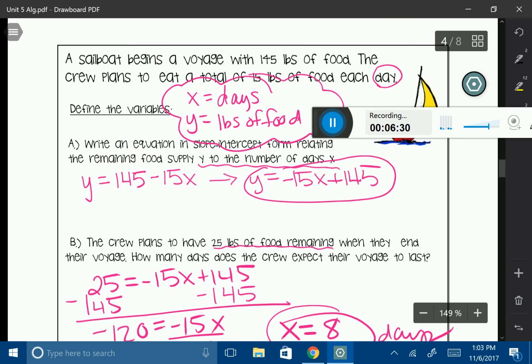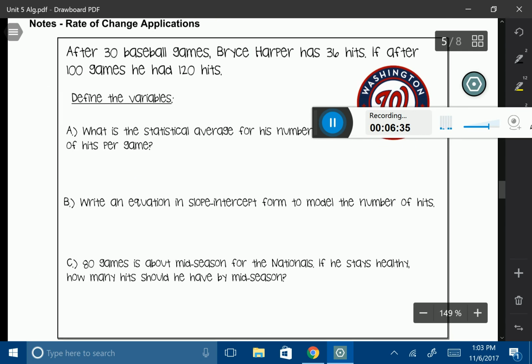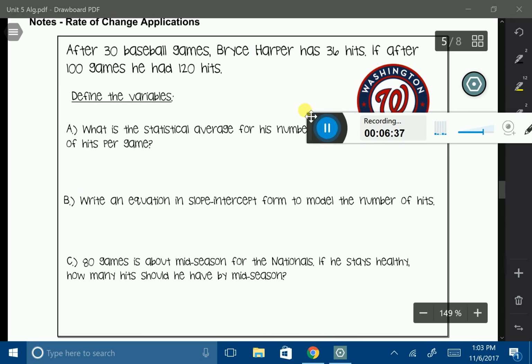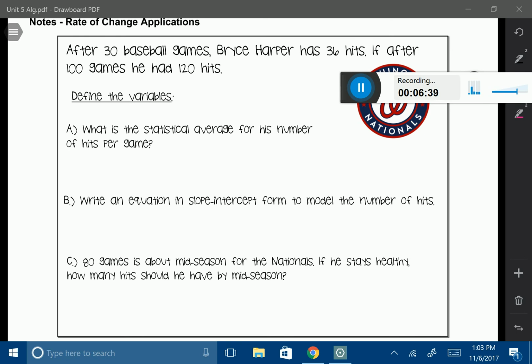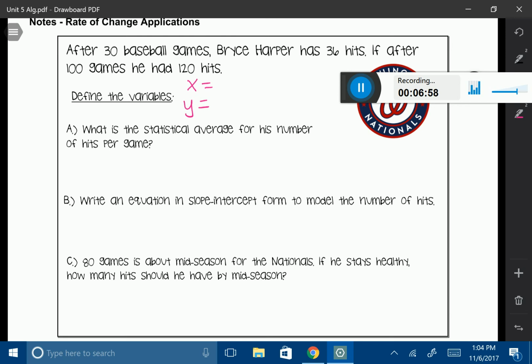Okay, let's go ahead and take a look at two different types of problems now. Okay, after 30 baseball games, Bryce Harper has 36 hits. And after 100 games, he had 120 hits. Let's go ahead and define our variables. X and Y. Okay, so we have hits and we have games.